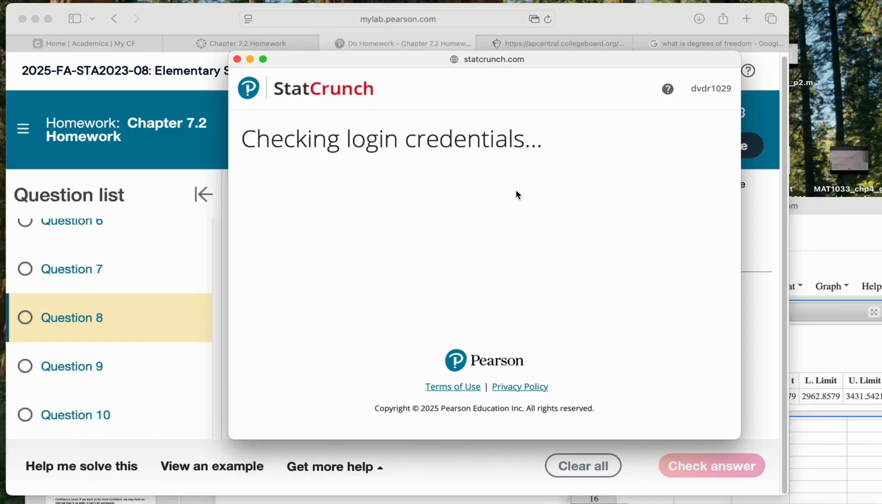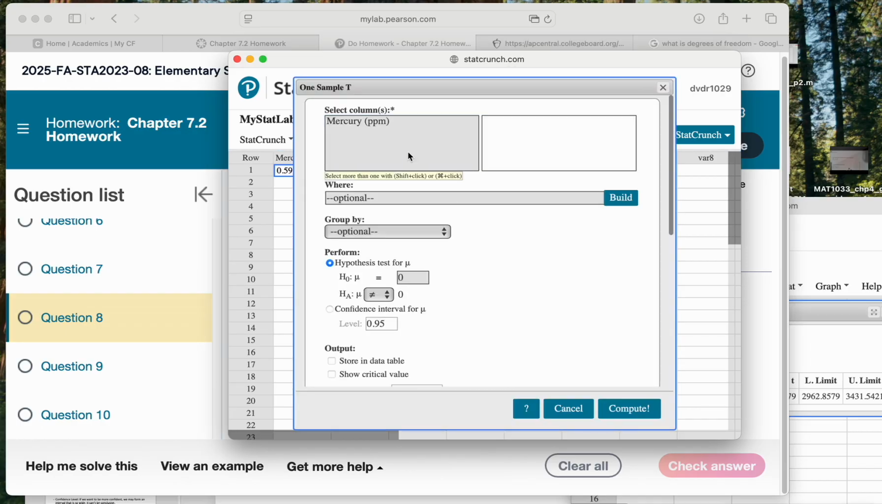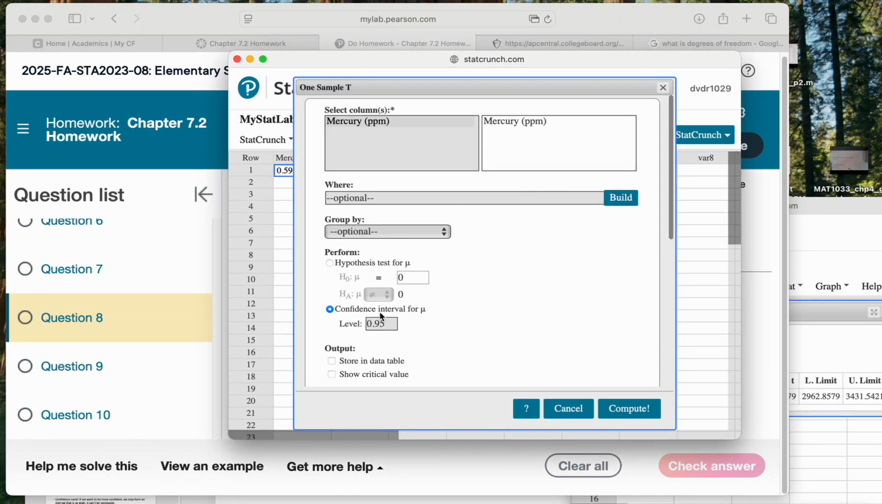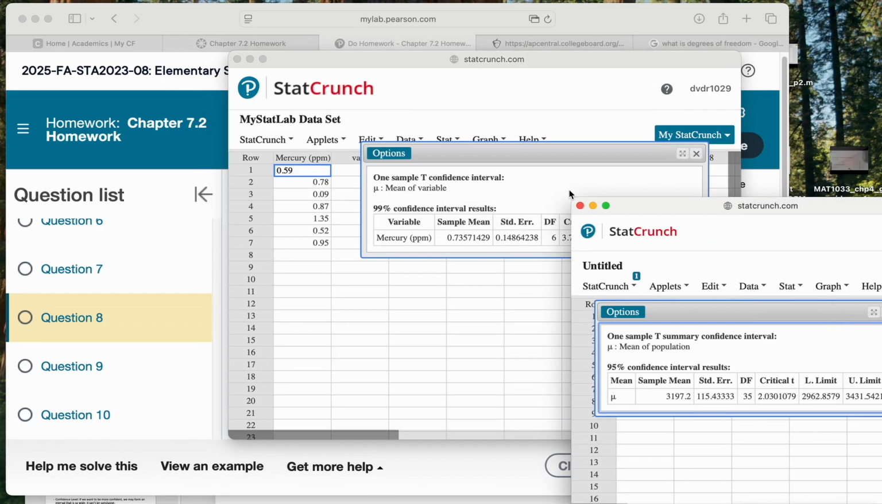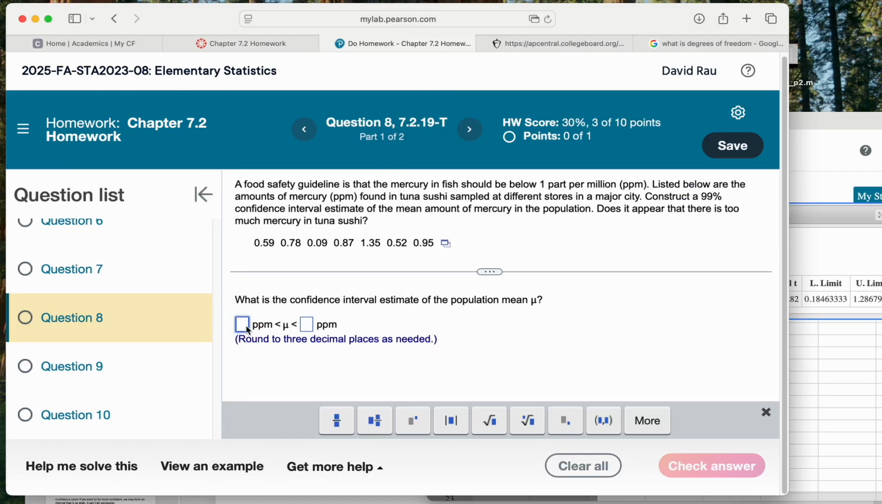We can open up this data in StatCrunch, and here's the idea. This time I can still say I want T-stats with 1 sample, but of course this time I say with the data instead of with the summary. I was doing a confidence interval. They wanted 99% confidence. Show the critical value. I've got this one now. And there we go. I've got my lower limit, 0.185 when I round to 3 places, and my upper limit, 1.287 when I round to 3 places.